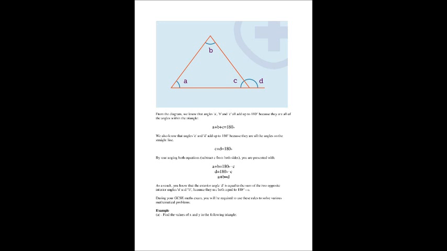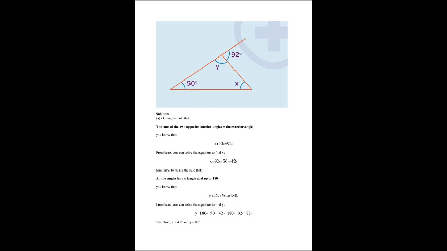Example B. Solve the equation 2x + 9 = 21 to find the value of x. Solution. Get 2x on its own by subtracting 9 from both sides. 2x + 9 - 9 = 21 - 9. 2x = 12. To work out the value of x, divide both sides by 2. 2x divided by 2 equals 12 divided by 2. Therefore, x = 6.